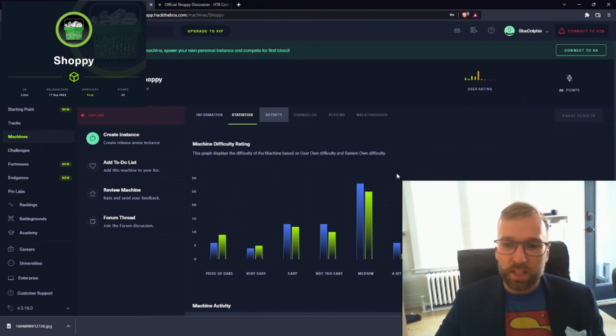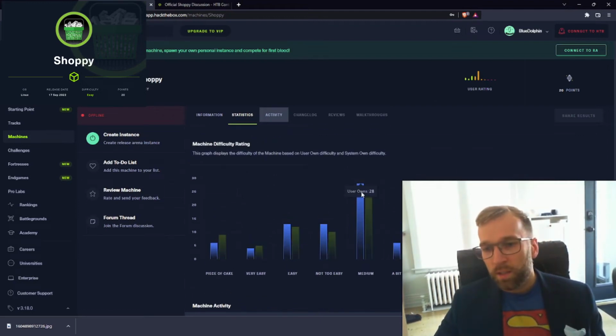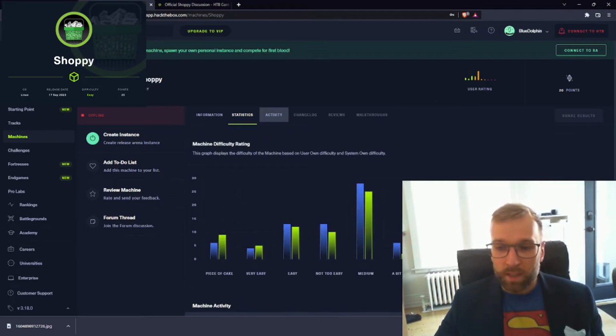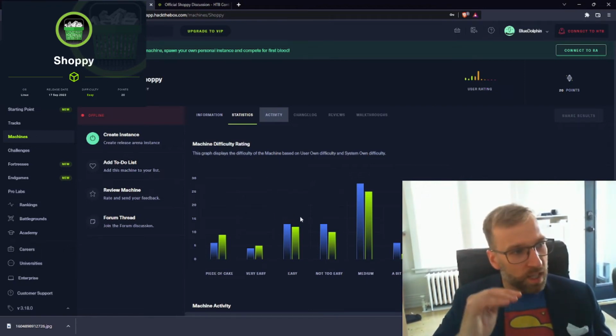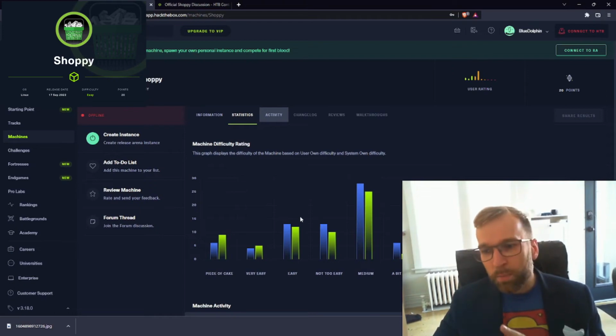But let's look at the machine difficulty rating. So we do see a lot of people said this was a medium rated box. So I think that's going to be a reason for the 3.4. People were probably feeling this could have been a little easier, maybe less time, didn't require so many layers of technology or complex thinking, but I don't know.